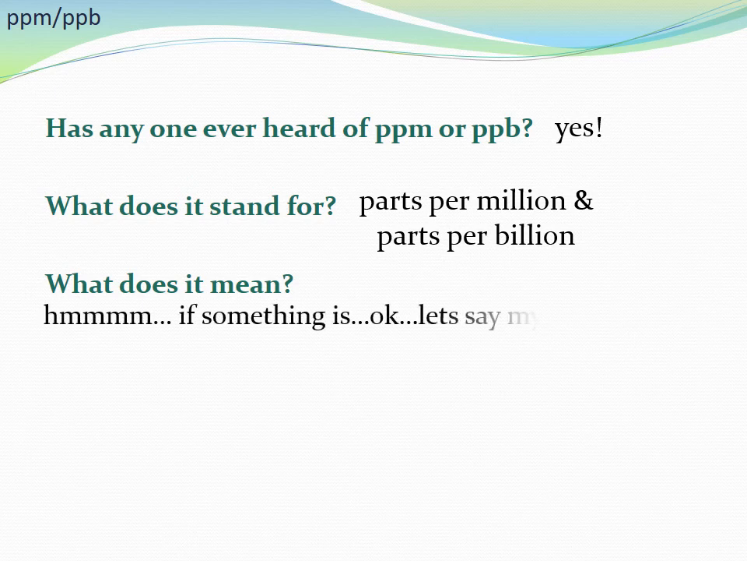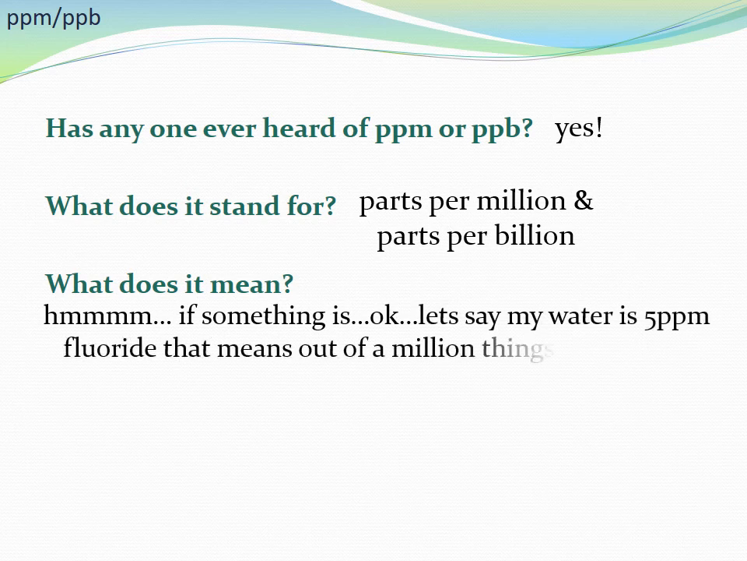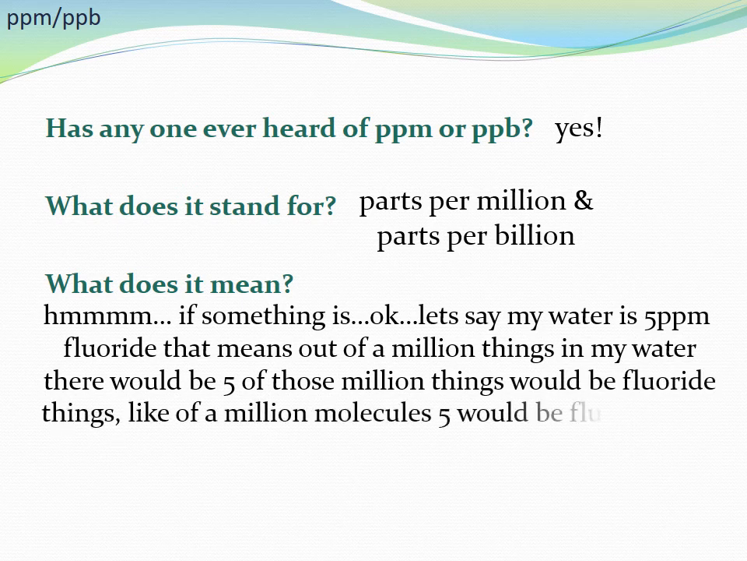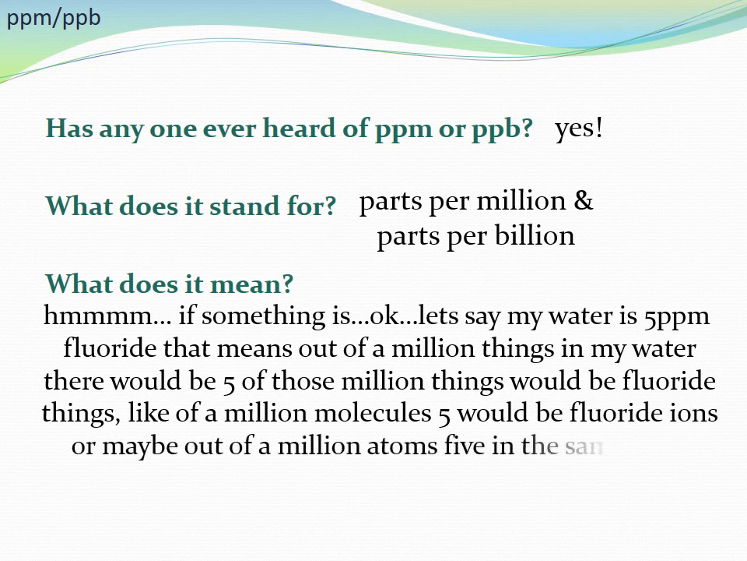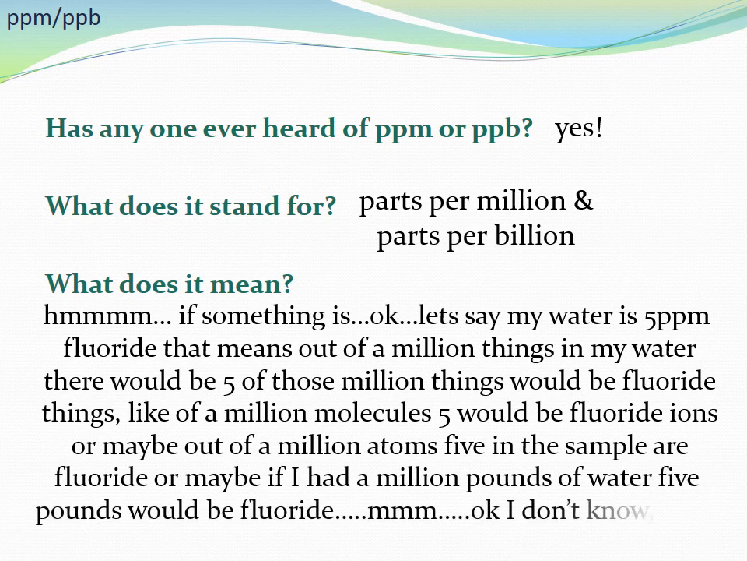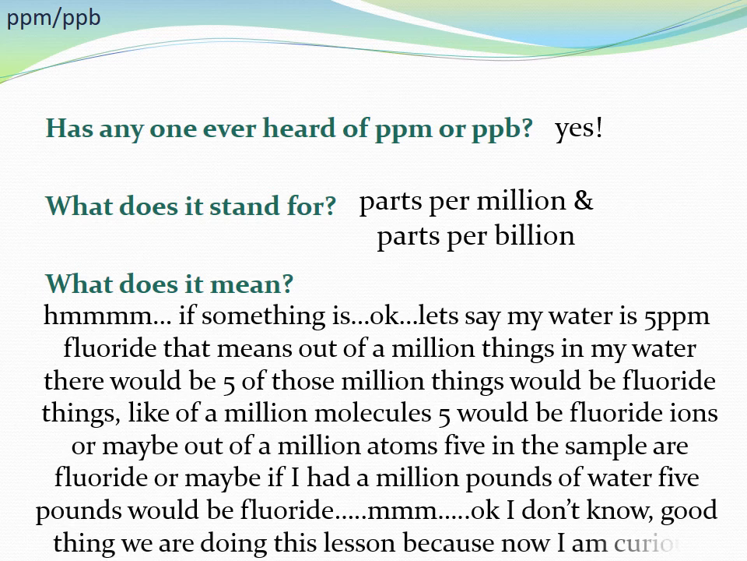Let's say my water is 5 parts per million fluoride. That means out of a million things in my water, 5 of those million things would be fluoride. Things like, of a million molecules, maybe 5 would be fluoride ions, or maybe out of a million atoms, 5 in the sample are fluoride, or maybe if I had 1,000,000 pounds of water, 5 pounds would be fluoride. Okay, I don't know. Good thing we're doing this lesson because now I'm curious.